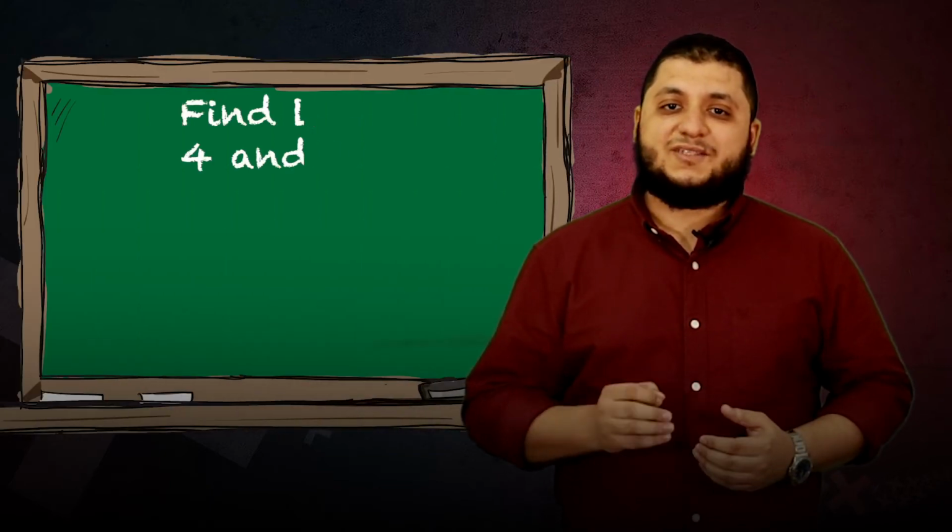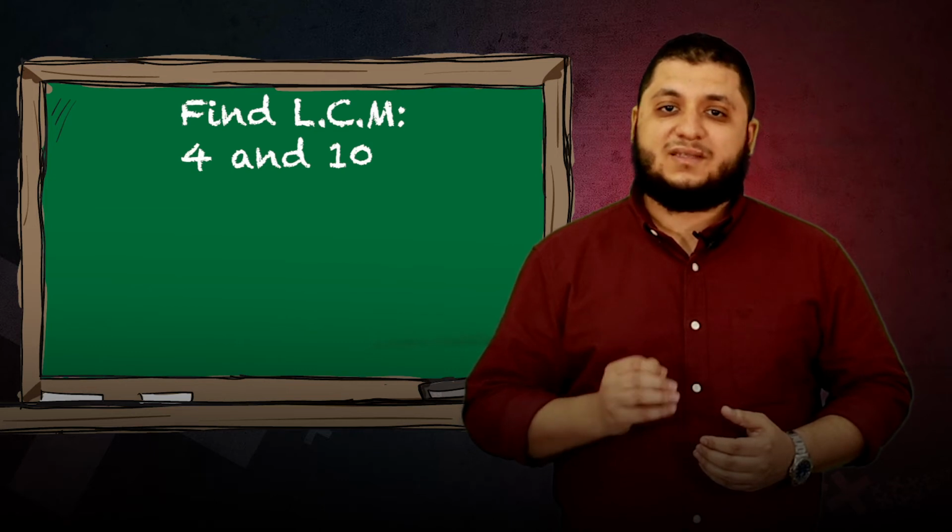Second, we have the least common multiple, or LCM. To find the least common multiple of two numbers, we have two different ways. First way is to write some multiples of both numbers and then determine which one is the least. And second way, using prime factorization. For example, find the least common multiple between 4 and 10.